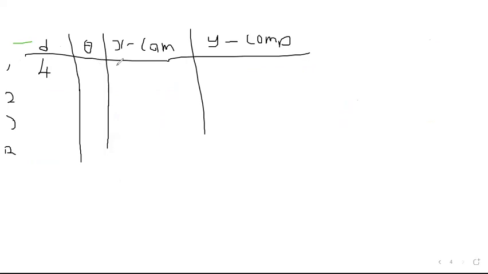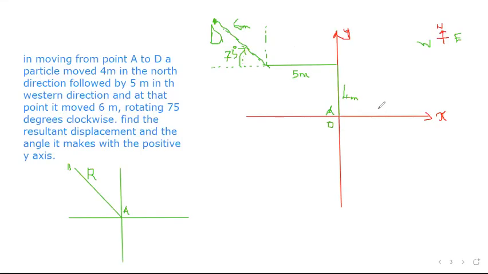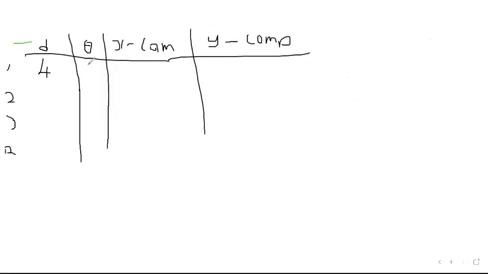In the first component, it moved 4 meters. 4 meters in what direction? In the northern direction. Oh, I have 10 minutes. Let me try to be quick. In the northern direction, when you try to measure an angle from the positive x-axis counterclockwise, this guy would be what? 90 degrees. Is that clear? So this would be 90 degrees. So we would have 4 cos 90, 4 sine 90.